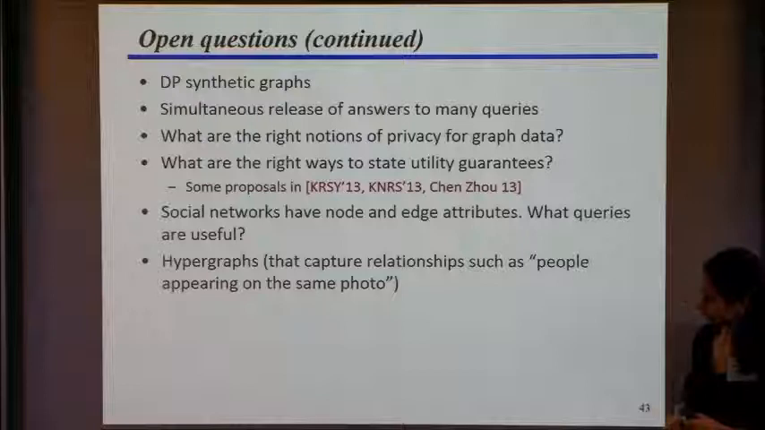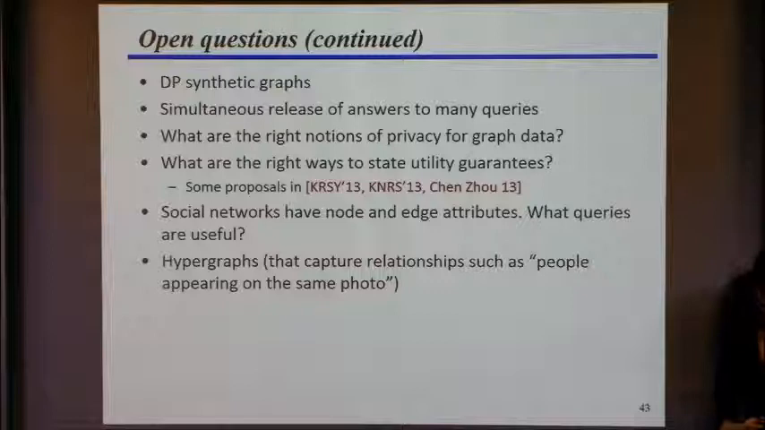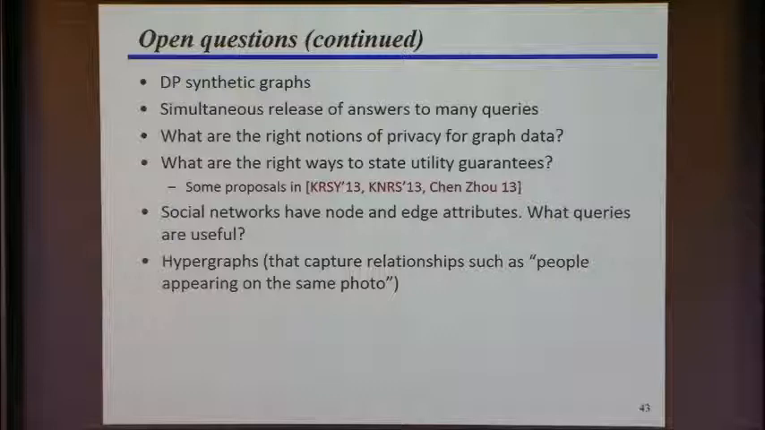Another question: social networks have node and edge attributes, so what queries are useful? I know that Christine is thinking about these questions. You had an example in your paper where you used simple node attributes, like gender. What queries do social scientists find useful? What else would they like us to release privately?